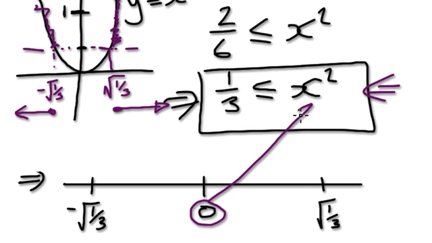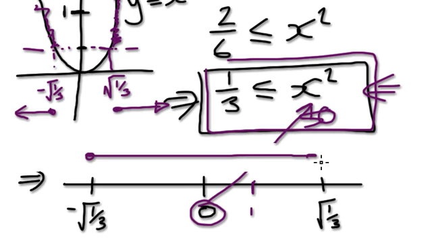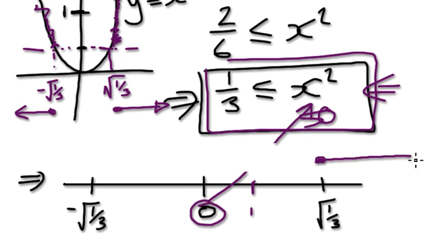Let's select 0. It's nice and easy. 0 squared is 0, and then the statement says 0 is greater than or equal to a third, which is absurd. If you select 0, this statement would be bad, so it cannot be true. Select anything in this region here, it will be bad. So everything in this region here will be bad. Okay, so we want everything on the outside.